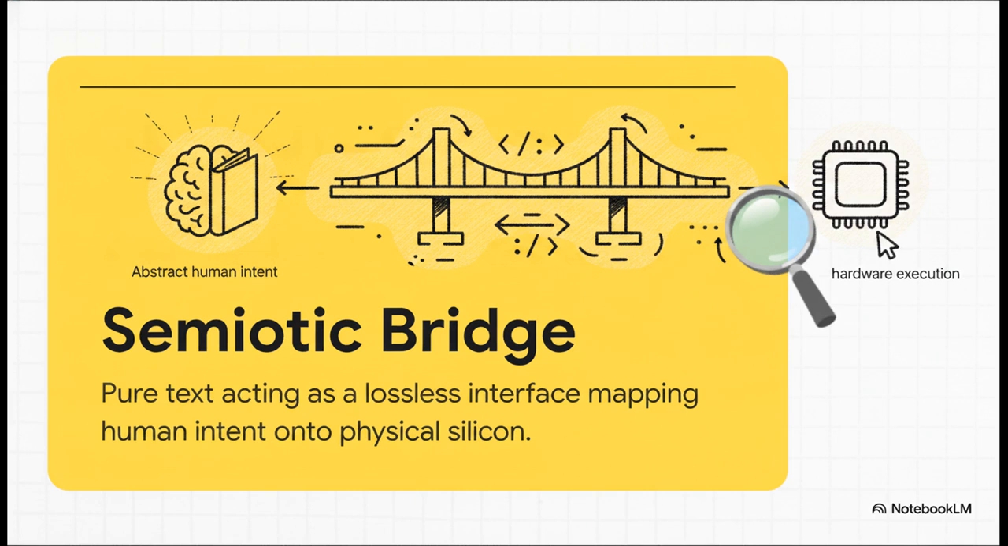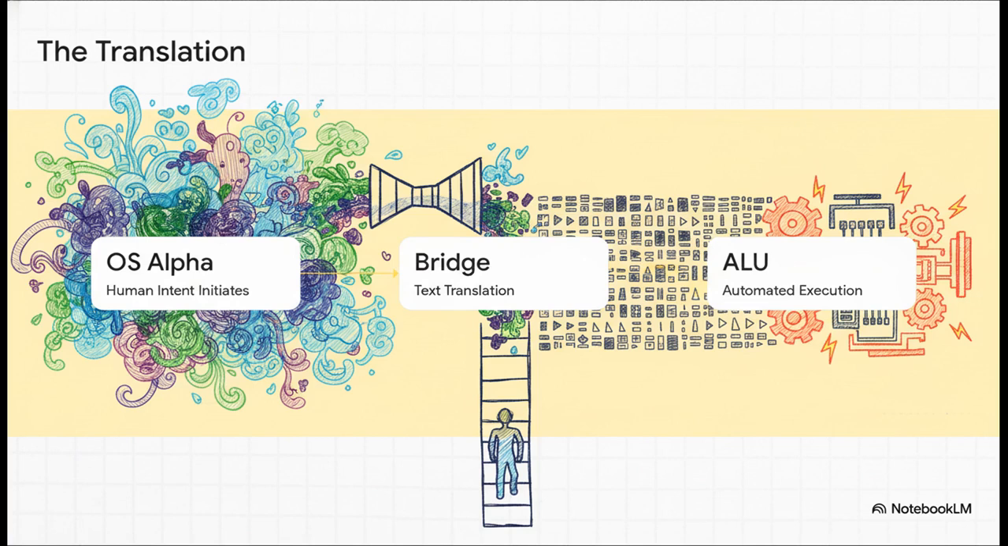It is the ultimate lossless pipeline that perfectly maps our abstract human intent onto a physical silicon substrate. Pure text is literally the only way we can safely compile our associative imagination into exact hardware execution. Let's break this pipeline down step by step so you can see exactly how it works.